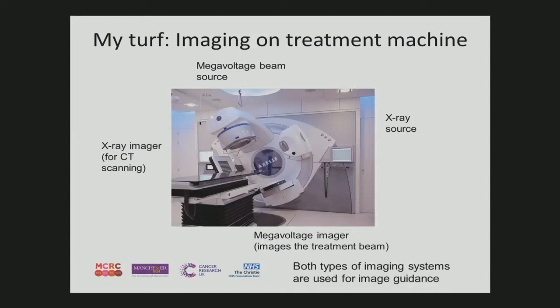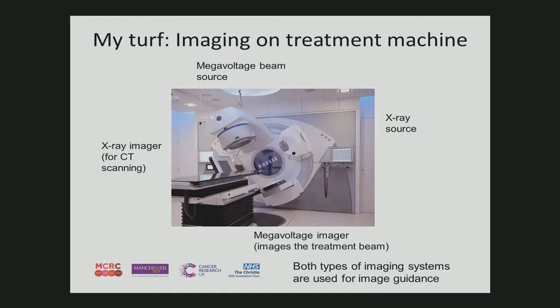So this is what a modern radiotherapy machine looks like. It's a bit like a Christmas tree with lots of stuff on it. This big head is where the radiation emanates from. There are metal leaves in the head that can shape the beams to fit the tumor. And this thing rotates around the patient, and the patient is on the bed, and basically you can shoot beams from every side. Now, we want an image, and I've been working on imaging all my life.